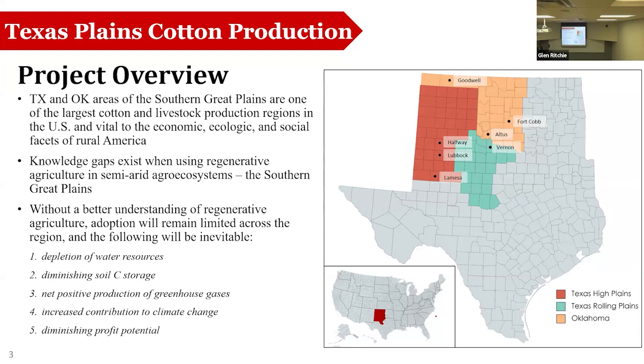So some of the challenges that we anticipate in the region that we think regenerative agriculture can address include helping out with the depletion of water resources, using water more efficiently and mitigating depletion of those resources. Diminishing soil carbon storage is something that we're anticipating as well. We're trying to build soil carbon. We expect a net positive increase in greenhouse gas production if things stay the way they are, which of course will increase climate change. And then all of that could result in diminishing profit potential. So this project seeks to address these 5 main challenges with several different objectives.